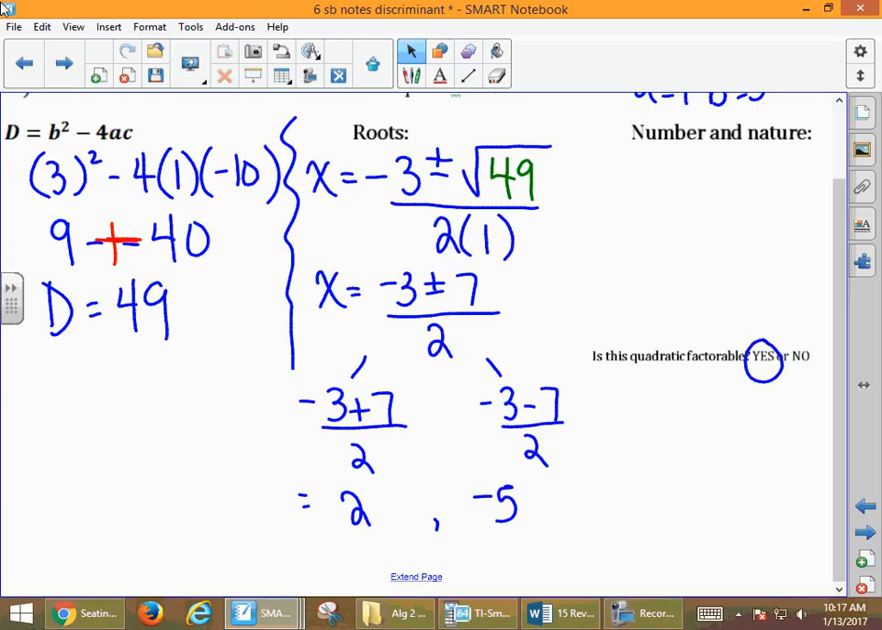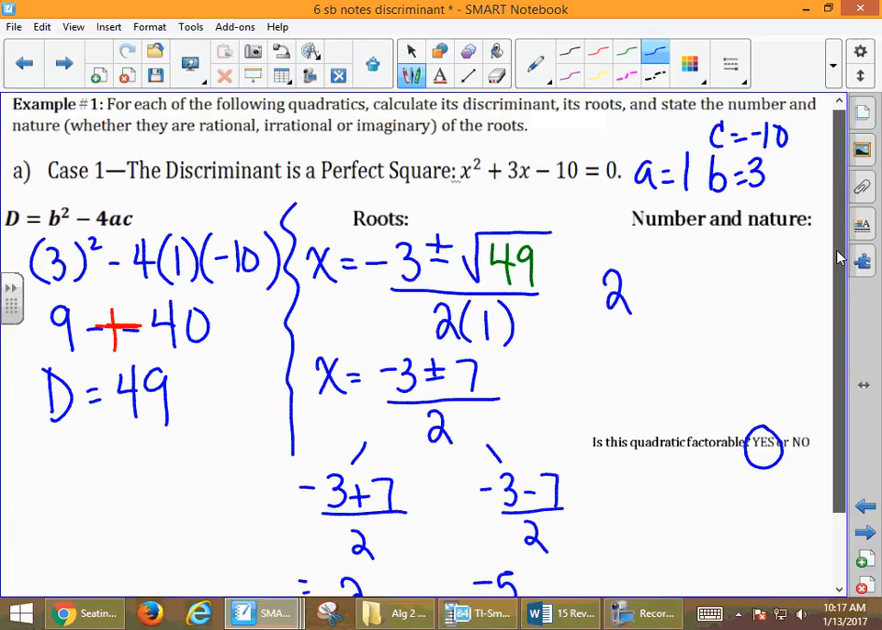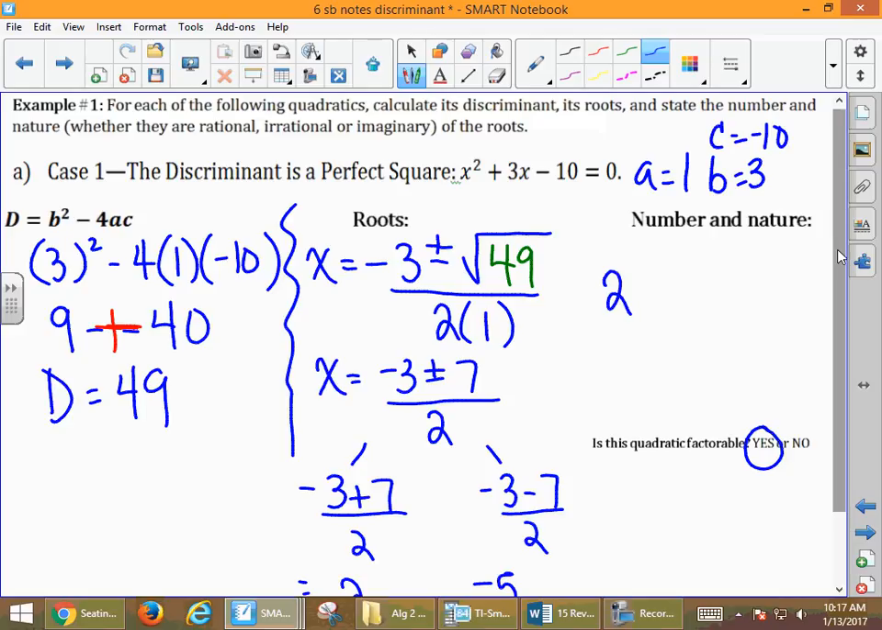So ultimately what we can say is that when the discriminant is 49, we ended up with 2 answers. And the kind of answers we worked with, look up here at what our options are: rational, irrational, or imaginary. Rational means any number that can be written as a fraction, and certainly 2 and negative 5 can be written as a fraction. So when the discriminant's a perfect square, we end up with 2 rational answers.